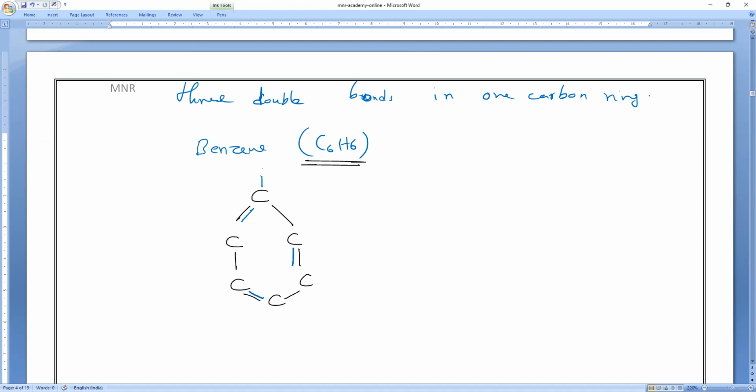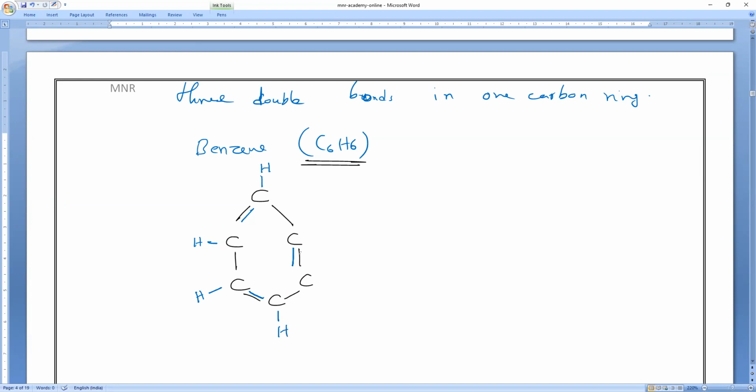Then how many remaining? One is remaining. Second carbon also 2 plus 1, 3. Then third one is remaining. Third carbon 1 plus 2, 3. So the fourth one is remaining. The fifth one, 3 plus 1, 3. And the fifth one is H. That is one hydrogen.